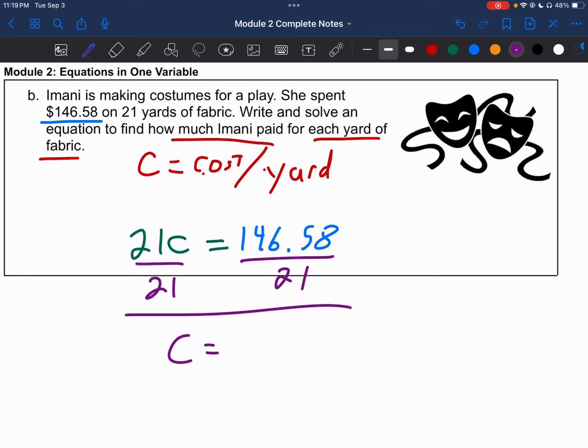I am not expecting you to do that in your head. You are going to use a calculator for that. You get 6.98, and we are going to put a dollar sign in front, per yard. So the cost of the fabric was $6.98 a yard, somewhat on the expensive side, but not absurdly so.